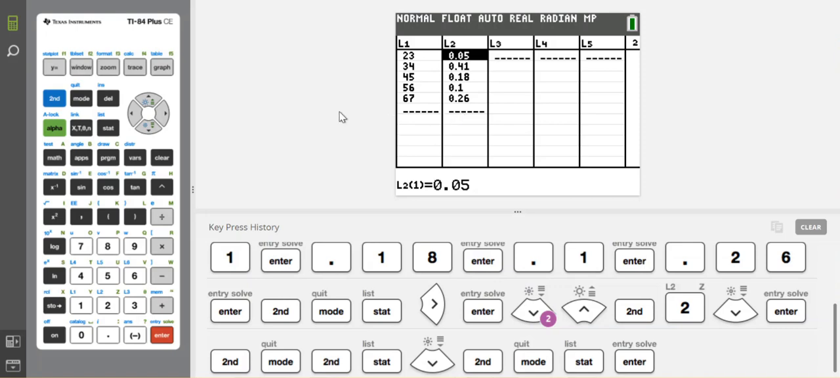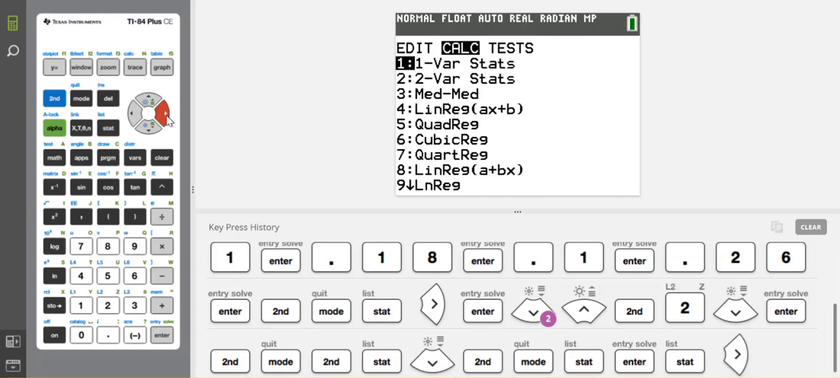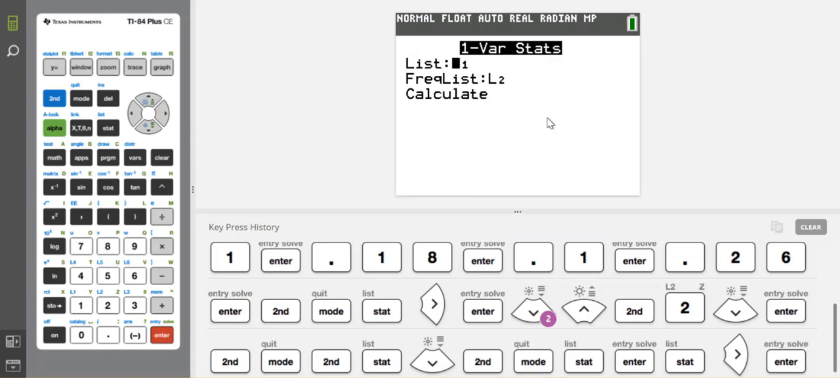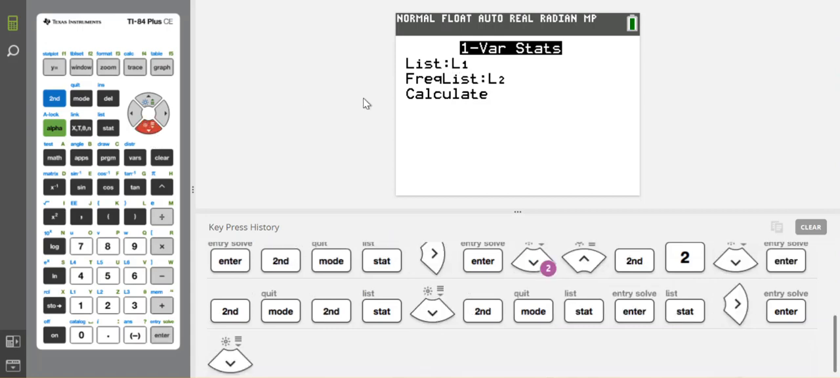So now what I'm going to do is go back over to my stats menu, and I go over to calculate, and I still want the 1 variable statistics. But here in list 1, I put the X values, and that's my X values in list 1. But in the frequency list is where I'm going to put my probabilities, L2. So your calculator probably has that as blank right now. So how do I put that in there? Well, I put the cursor in that spot, and then I hit the second button, and I go down to 2 to put L2.